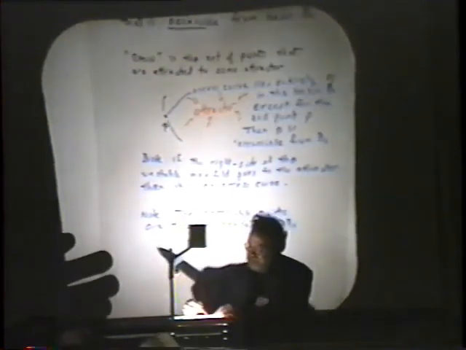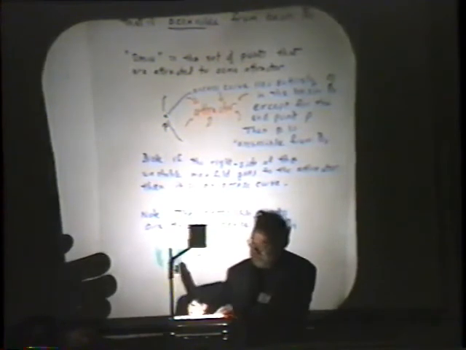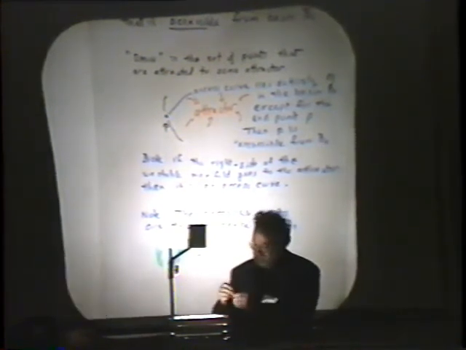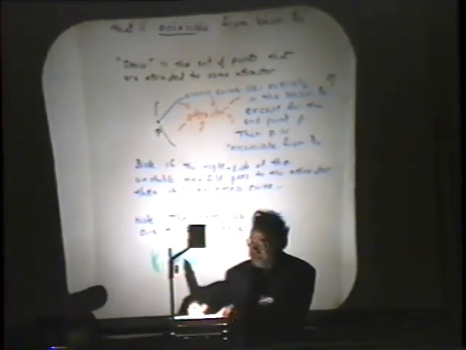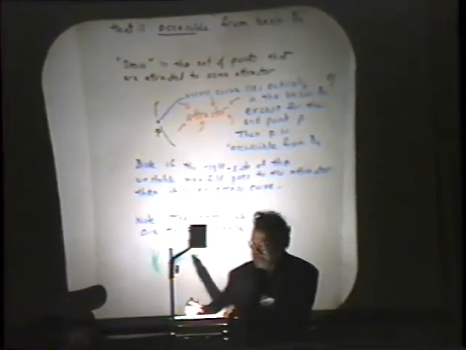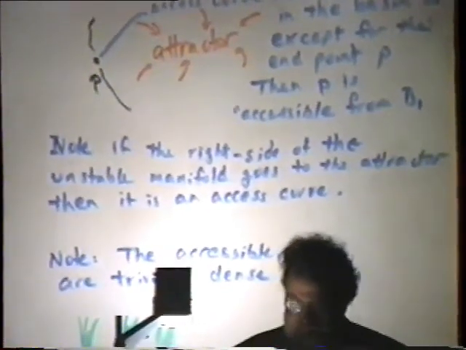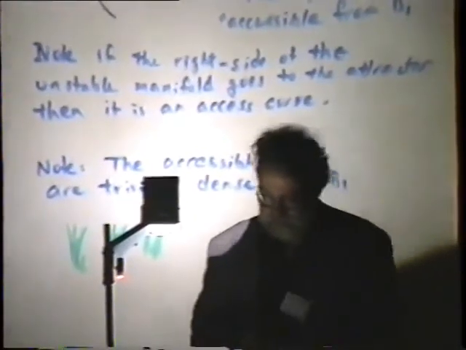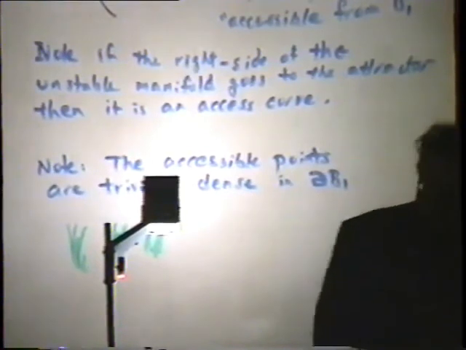If you have a Cantor set type of boundary or something like this, any kind of a boundary, take a point in the boundary. You take a point in the basin within epsilon, and you draw the straight line from here to here. Bingo, you will hit an accessible point. So this is simply a way of saying that there is an accessible point within epsilon of any boundary point. So the accessible points are dense in the boundary.